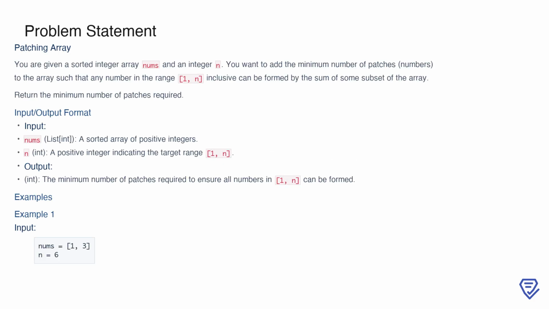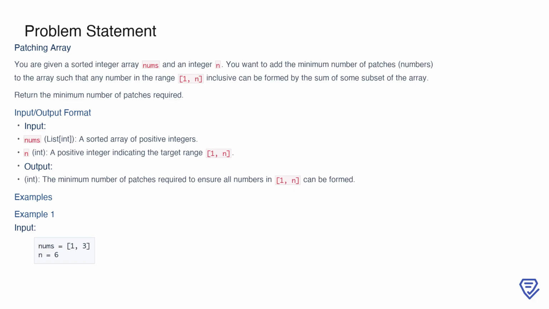Let's get started. In this problem, we are given a sorted array of positive integers called nums and a target range, 1 to n. Our goal is to ensure that any number within this range can be formed by the sum of some subset of the elements in the array. To achieve this, we are allowed to patch the array by adding the minimum number of additional numbers. The task is to return the count of these patches. For instance, if the given array is 1, 3, and n is 6, we need to determine how many numbers we need to add to make all numbers between 1 and 6 formable using subsets of the array.